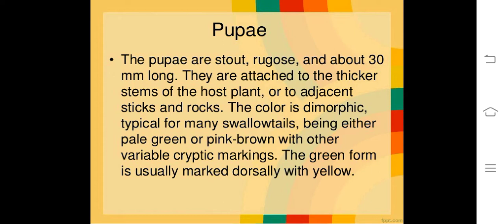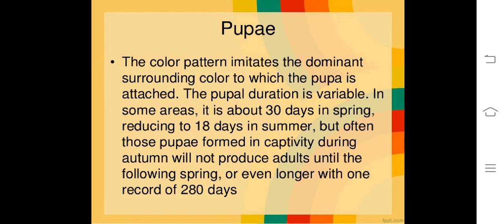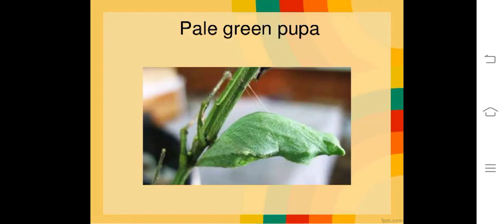Now after the 5th instar larva, they metamorphose into a pupa, in which the adult development starts. The pupa is stout, rugose and about 30 millimeter long. You can see here, this is the pupa. This fleshy forked structure is attached to the thicker stem of the host plant or to adjacent sticks and rocks. The color is dimorphic, typically for many swallowtails, being either pale green or pink-brown with other variable cryptic markings. These markings are because they can camouflage with their surroundings and be protected from enemies. The green form is usually marked dorsally with yellow.